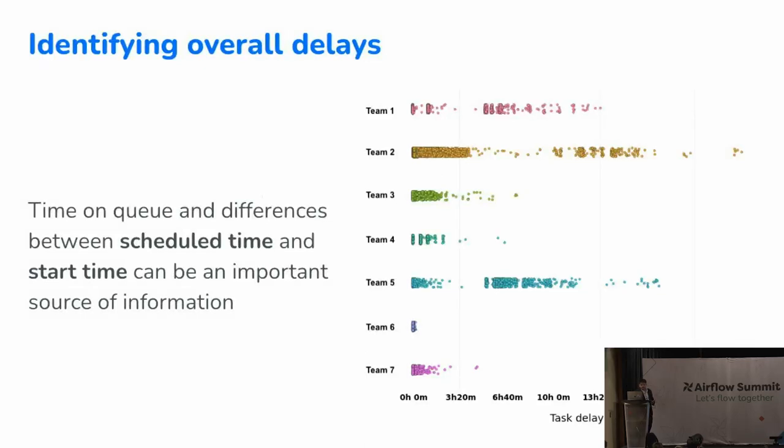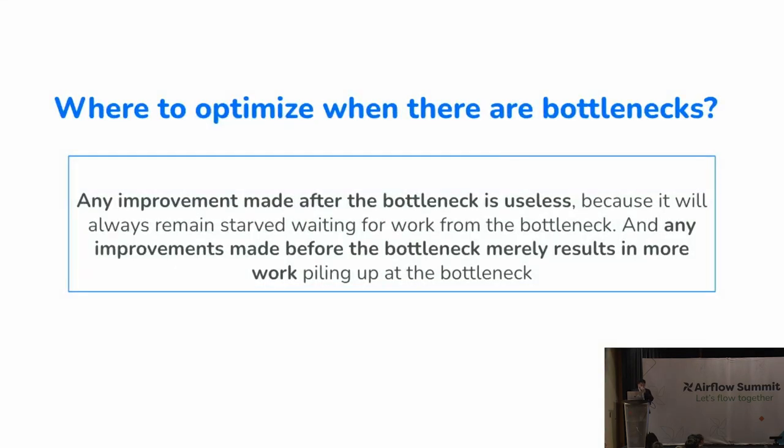Another thing that you can see is overall delays, which is the difference between schedule time and start time. And they might be divided in many different ways, including just by team. In this case, again, you can see Team 6 has almost no delays. They have almost no tasks as well. They're a very small team. And Team 2 is a huge team with a lot of tasks, but also a lot of delays that go up to 23 hours and 20 minutes. This tells you where to talk to and also what tasks to optimize.